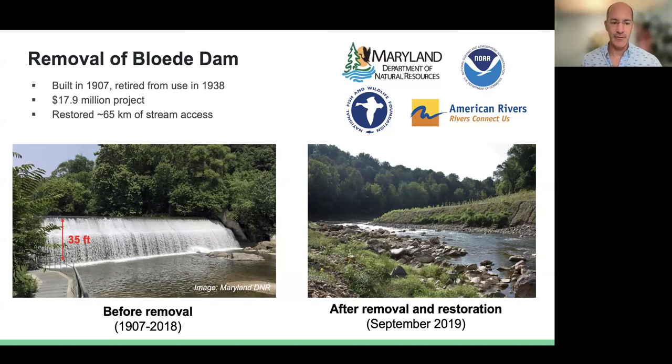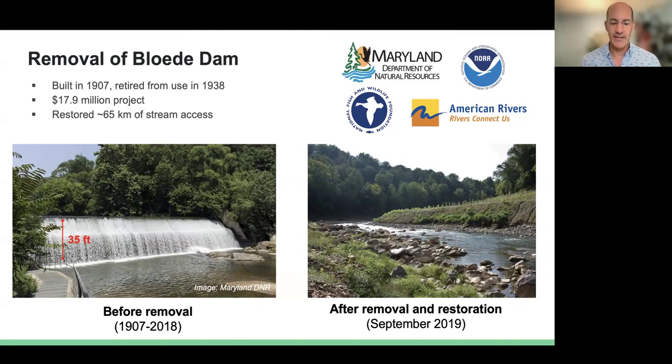But after it was removed, you can see that the dam was taken out. The picture on the right is from just about the same perspective, looking at what the river looked like the summer after it was removed. And the trees have grown up some now, but it looks largely like this now. So there's some rapids there, but it's a flowing river that potentially allows fish to migrate past it.